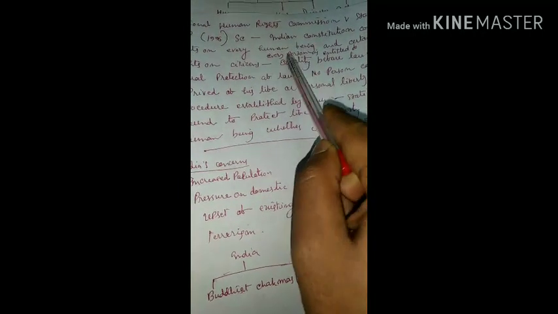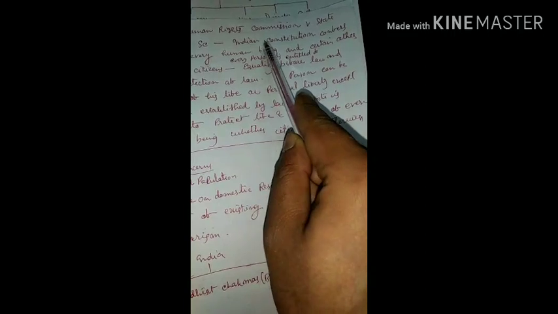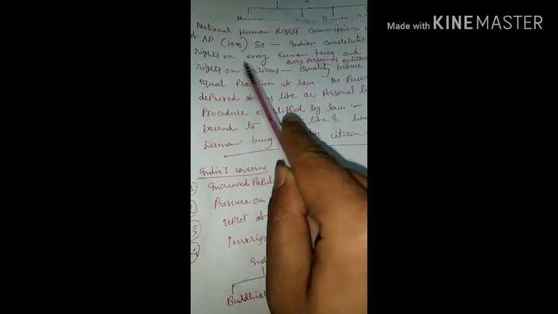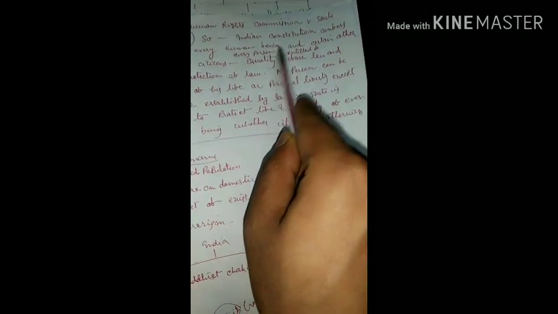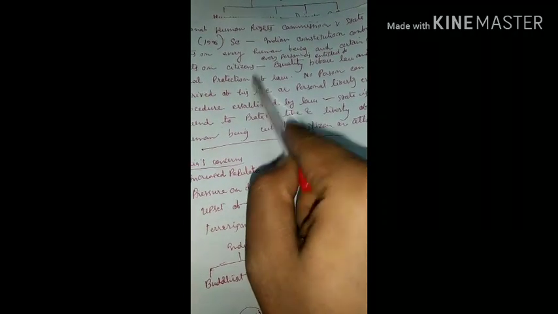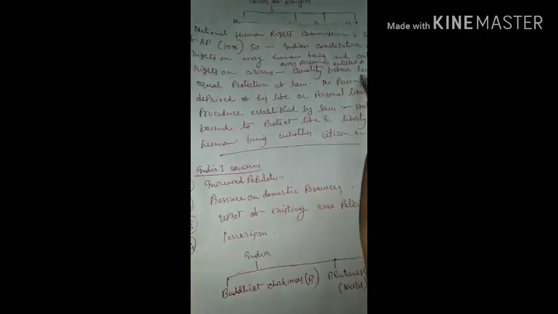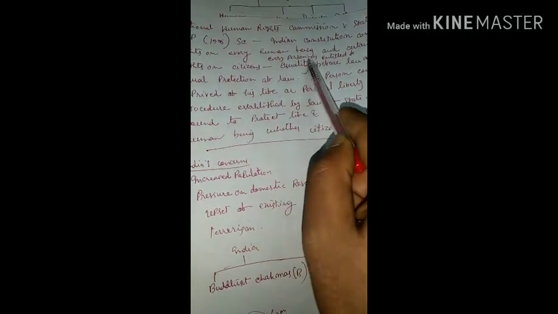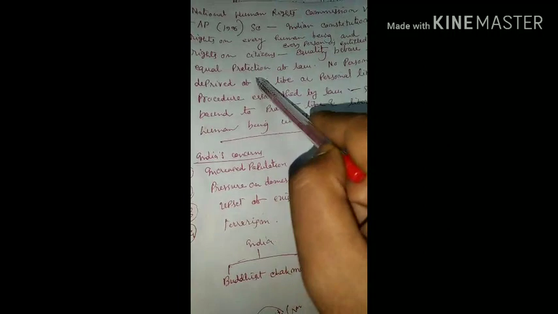The Supreme Court says, and here every word is very important, that the Indian Constitution confers rights on every human being and certain other rights on citizens. Every person is entitled to equality before law and equal protection of the law. Here it is not citizen, it is every person, regardless of Indian citizen or not, this equality before law and equal protection of law is applicable to everyone.